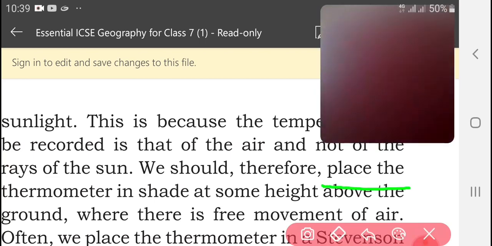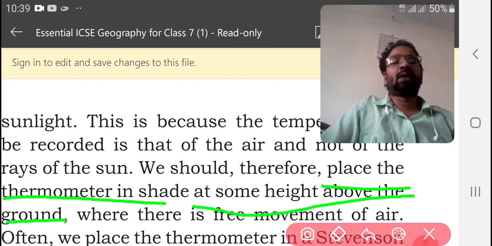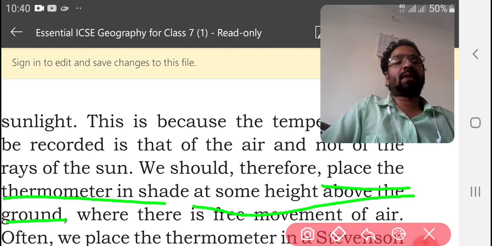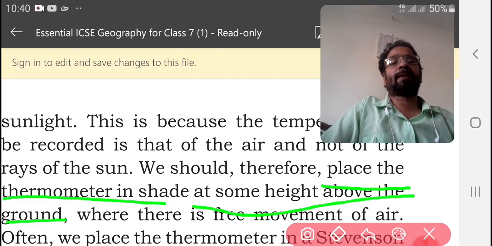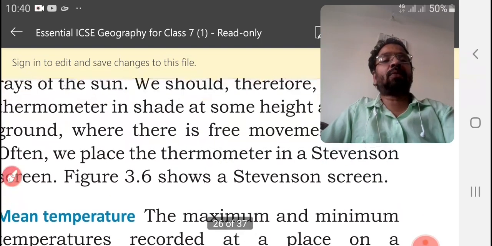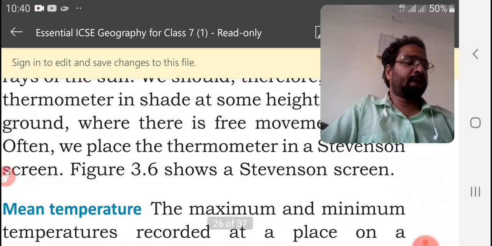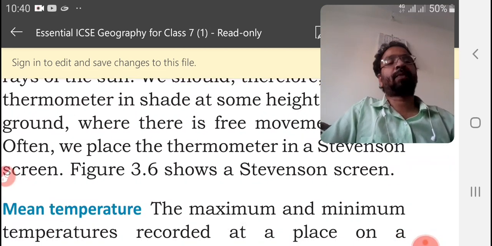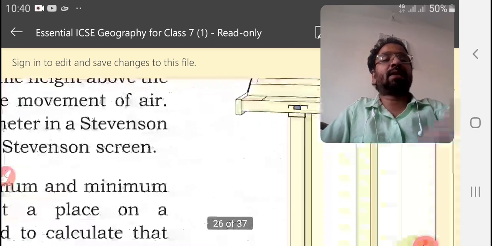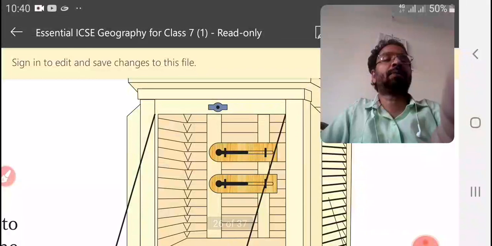Place the thermometer in shade at some height above the ground, where there is free movement of air, so that we can measure it. We place the thermometer in a Stevenson screen, figure 3.6. Okay, there we can see it. Here is the figure. Like this we have to keep the thermometer.